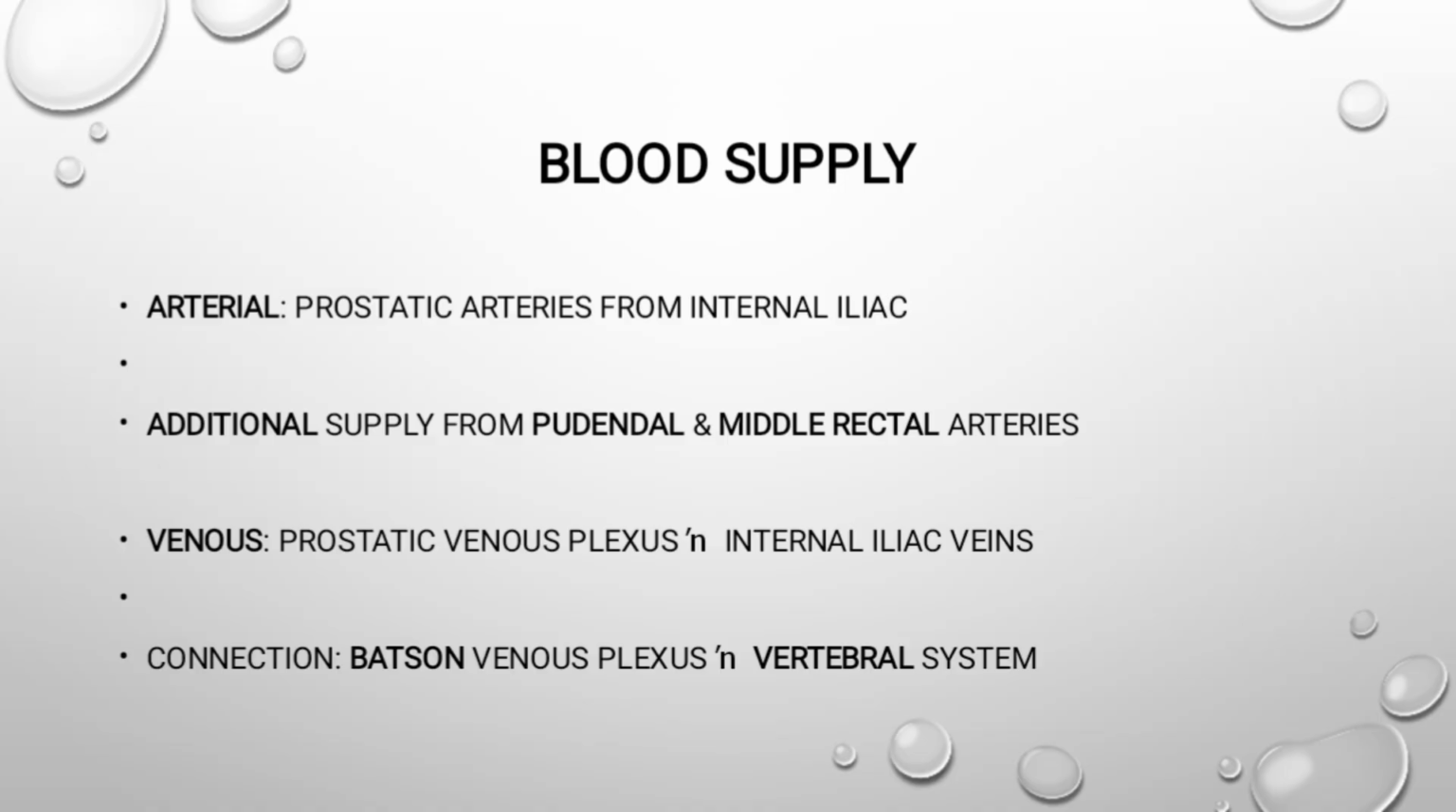Blood supply of the prostate gland. The prostate is mainly supplied by the prostatic arteries from the internal iliac artery, with contributions from nearby arteries. Venous drainage occurs through the prostatic venous plexus, which connects with the Batson venous plexus. This connection explains why prostate cancer often spreads to the spine and vertebrae.